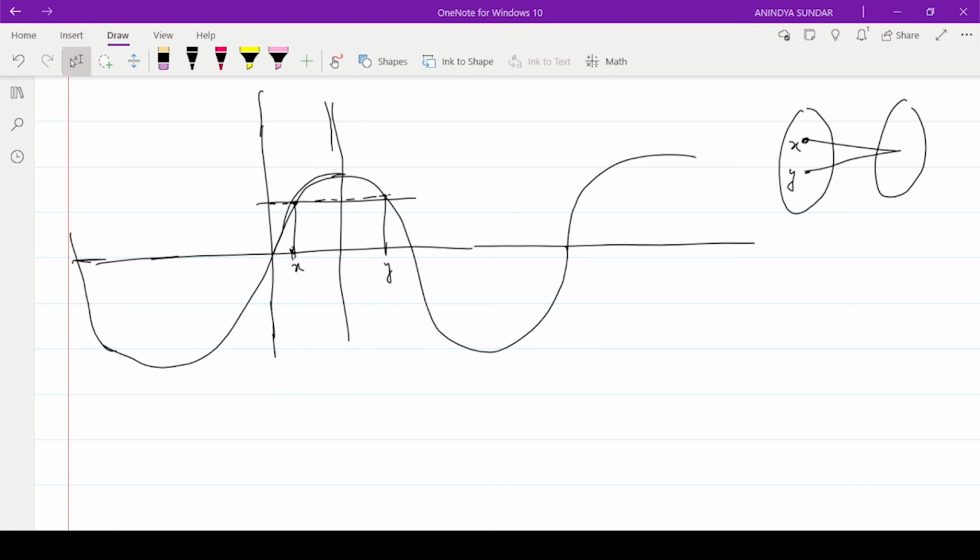And in a similar fashion, if I see this portion also, if I take this portion up to here, in the right part it's clear, and in the left part also a similar thing happens. In the left part, suppose this one is x and this one is y, this x and this y both give me the same outcome.